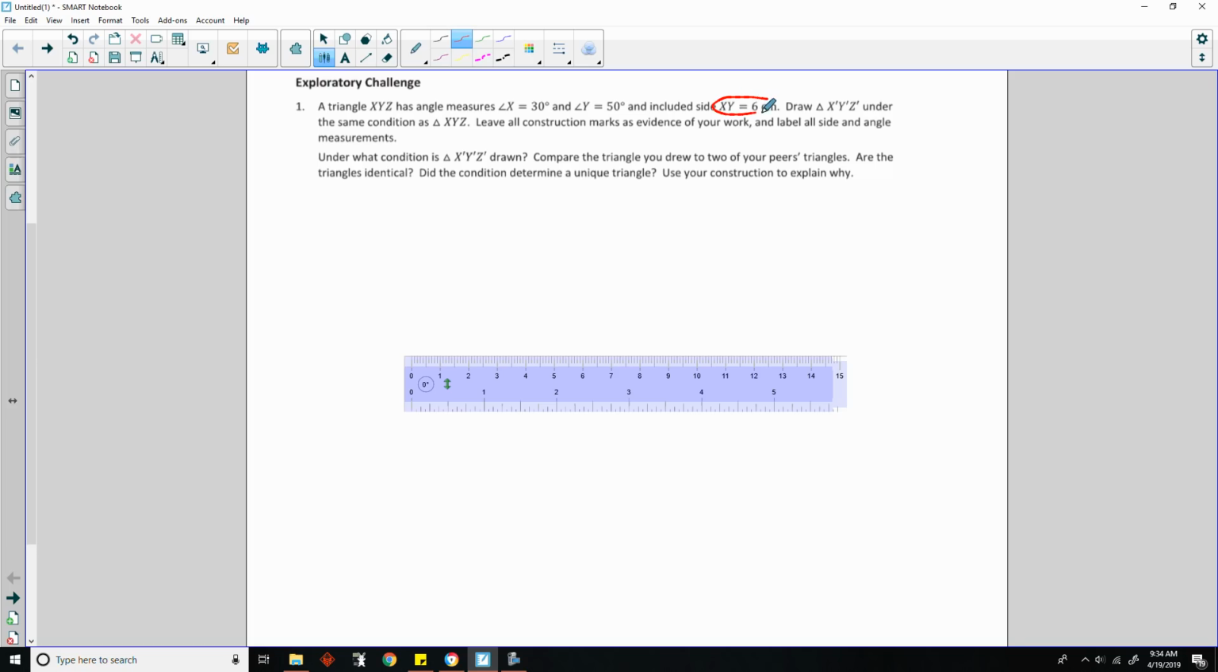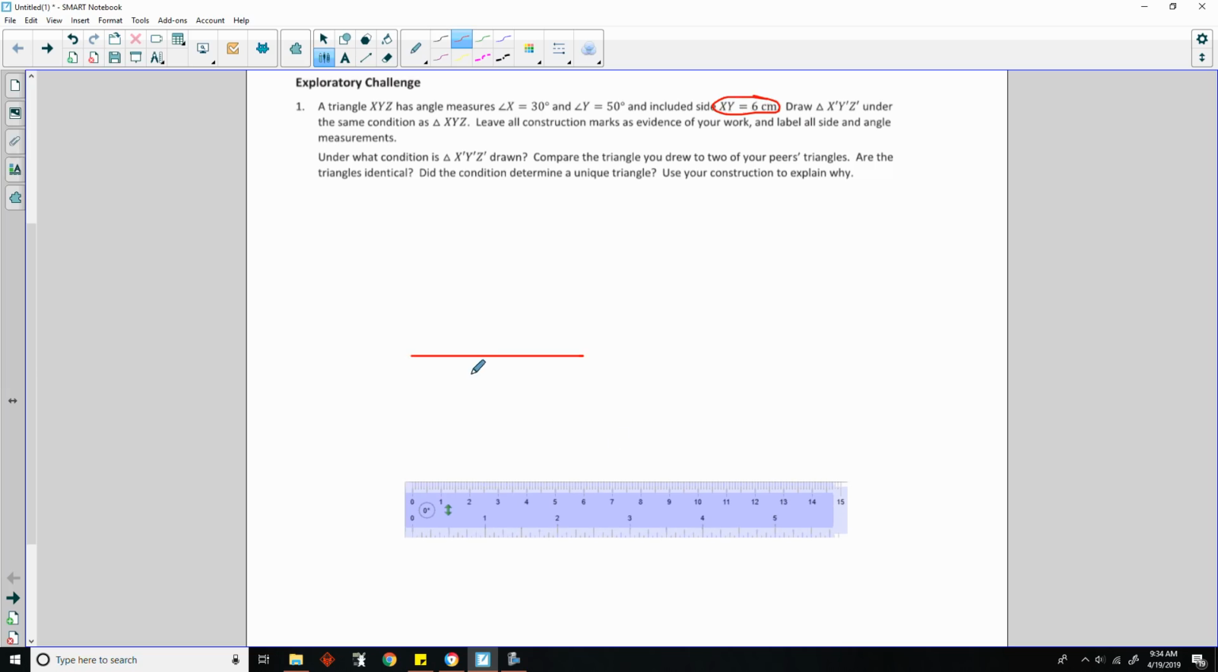So I'll draw a side XY at 6 centimeters in length. I start at 0 and I go out to 6. Okay, fairly close, pretty good. Alright, so I'll move this and I'll label that 6 cm. This is going to be X prime over here, and this is going to be Y prime. If I put a dot at the end, those would be the endpoints of our line segment X prime Y prime.